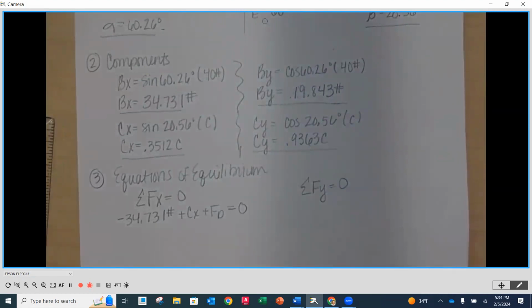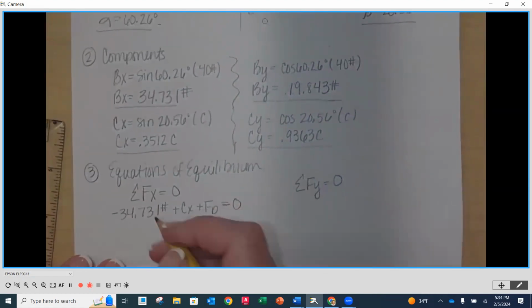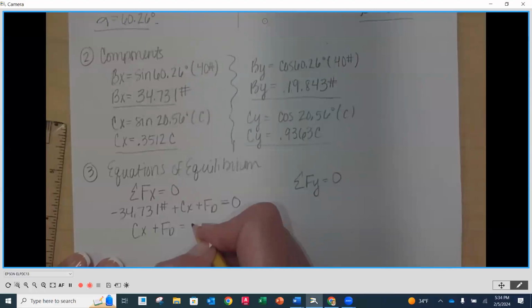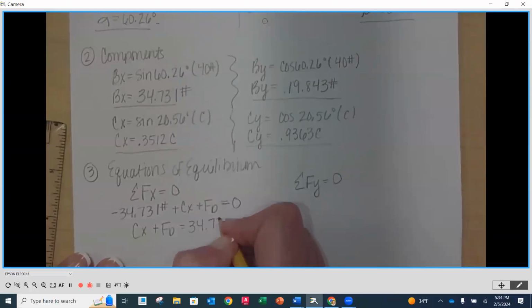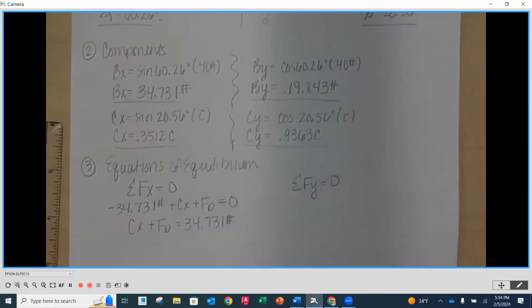So now my two unknowns here, I'm going to leave those on the left-hand side and I'm going to move that 34.731 over to the right. So I'm going to say CX plus FD is equal to 34.731 pounds. Make sure you have your units along with it in all phases of the problem. If you want to use LB for pounds, that's totally fine. So I'm going to leave it there. I've got two unknowns. I can't go any further.